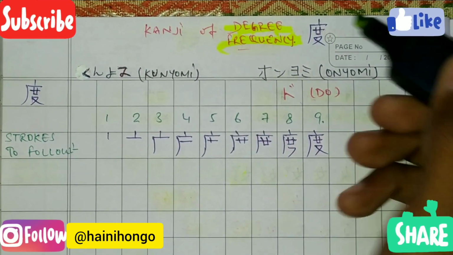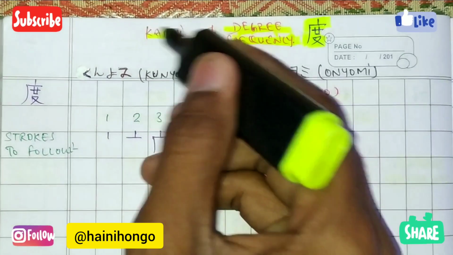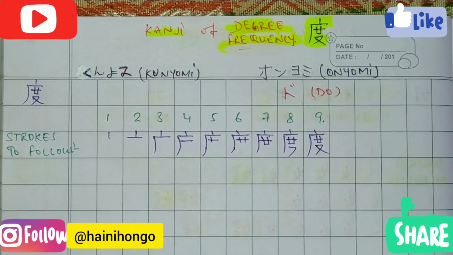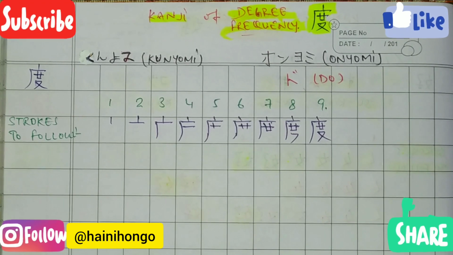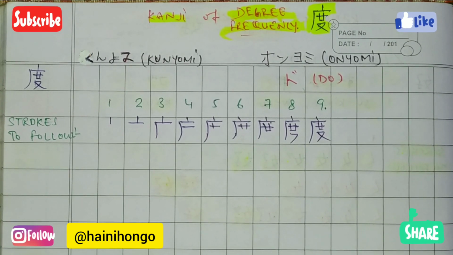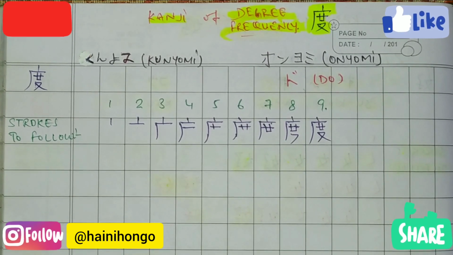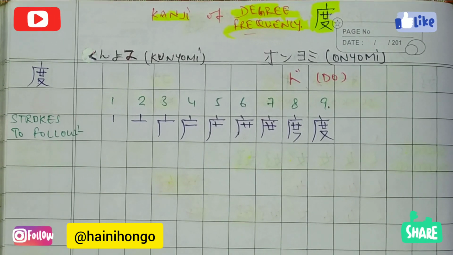This is our today's kanji, which is the kanji of degree and frequency. So guys, we can see here this kanji has 9 strokes. So let's start with the strokes of this kanji. Let's focus on the strokes which we will have to learn to make this kanji.